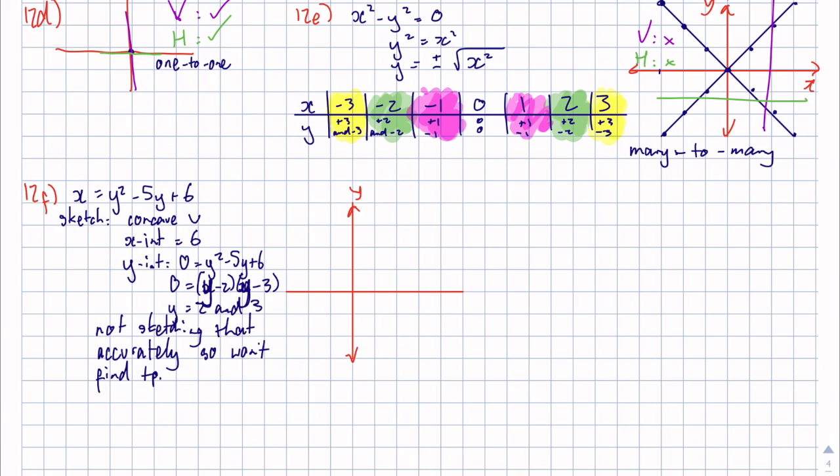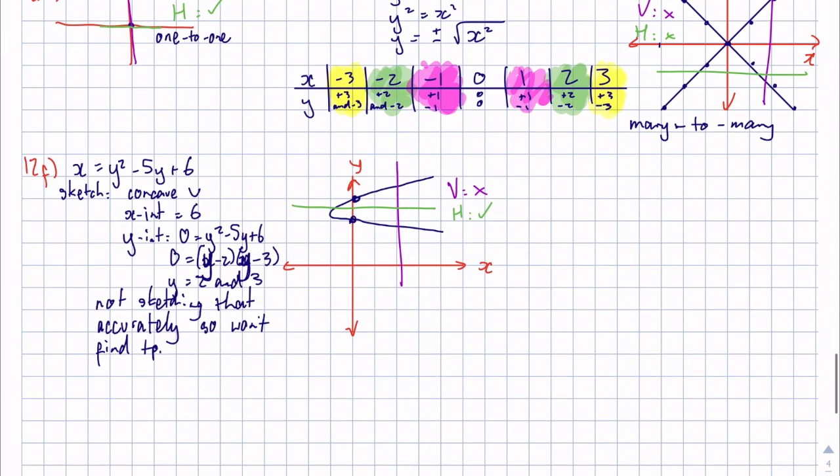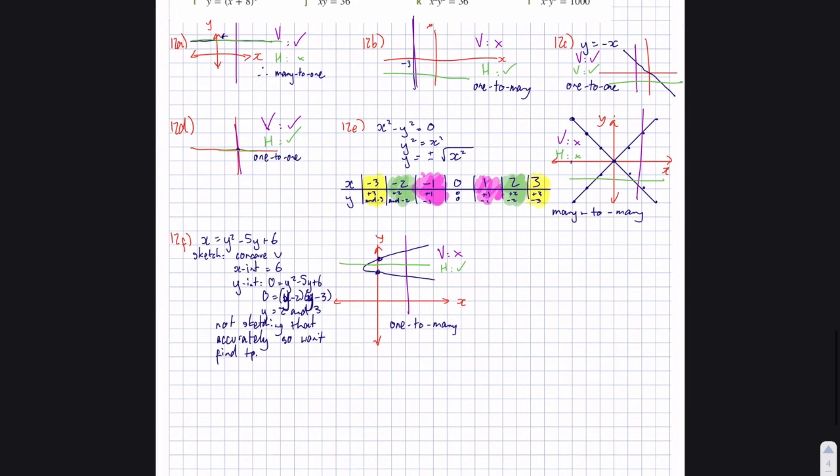Y, X. Now its turning points are at Y equals 2 and 3. So it's going to look like that. If we do our vertical line test, it fails. If we do our horizontal line test, it passes. Which means it's, what, 1 to many? Yep, 1 to many. I know it's weird looking at it as a sideways parabola, but it is.